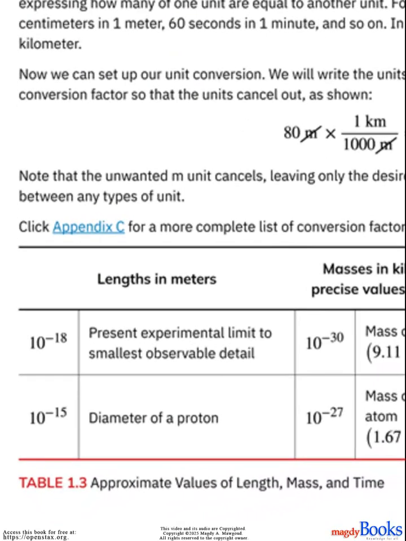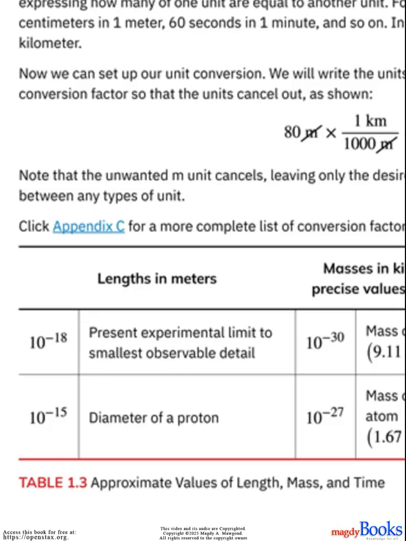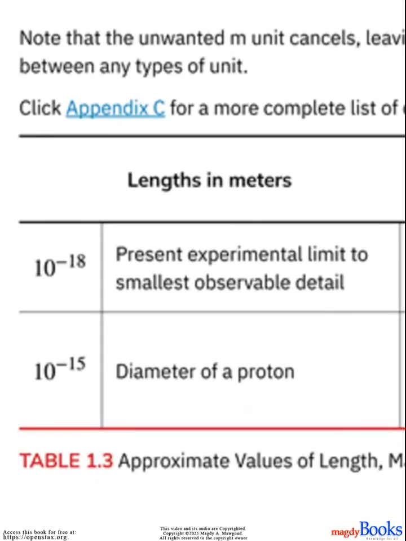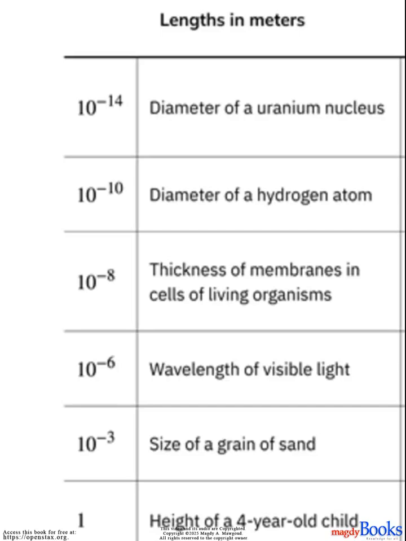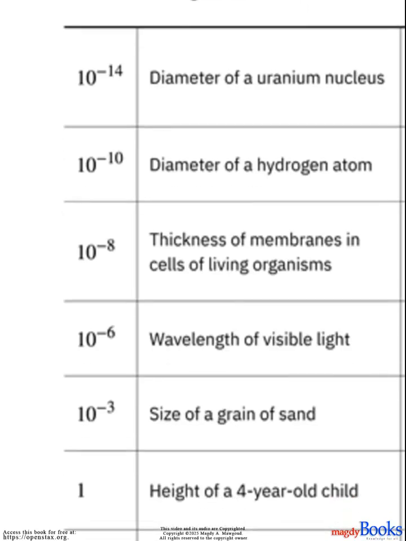Table 1.3, Approximate values of length, mass, and time. A. Lengths in meters. 1. 10 to the power of negative 18, present experimental limit to smallest observable detail. 2. 10 to the power of negative 15, diameter of a proton. 3. 10 to the power of negative 14, diameter of a uranium nucleus. 4. 10 to the power of negative 10, diameter of a hydrogen atom. 5. 10 to the power of negative 8, thickness of membranes in cells of living organisms.